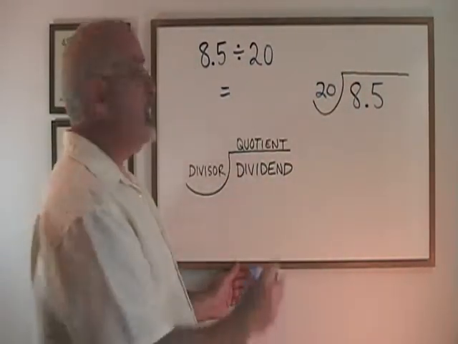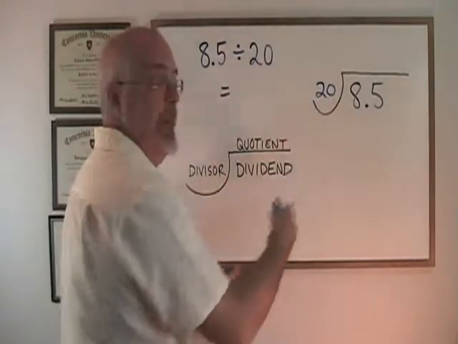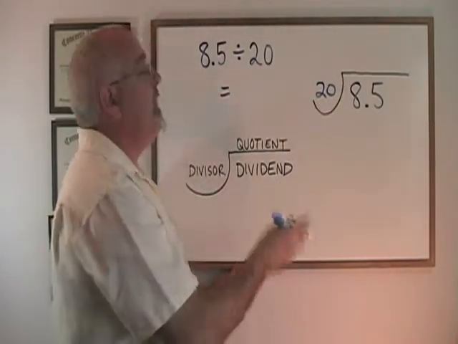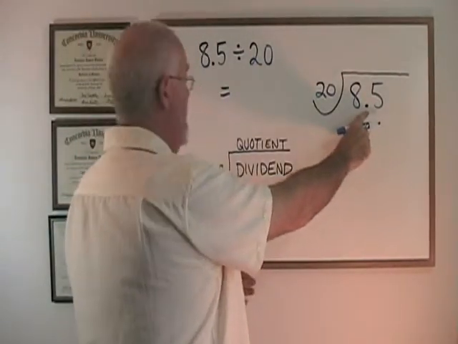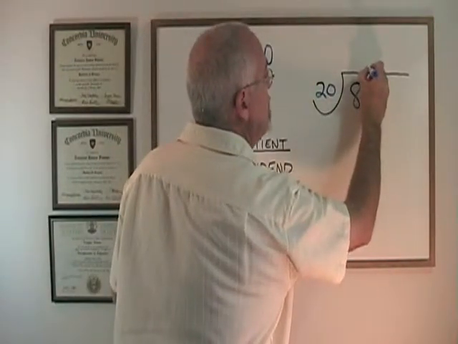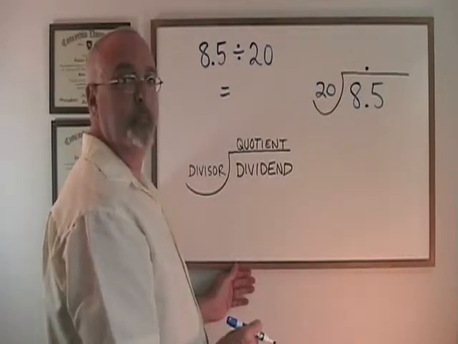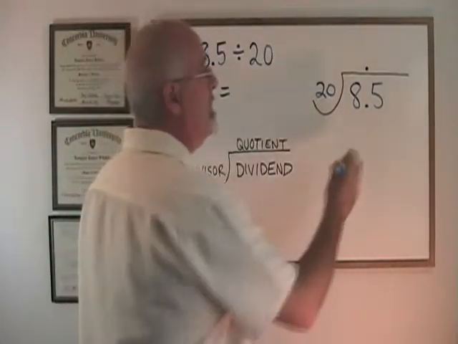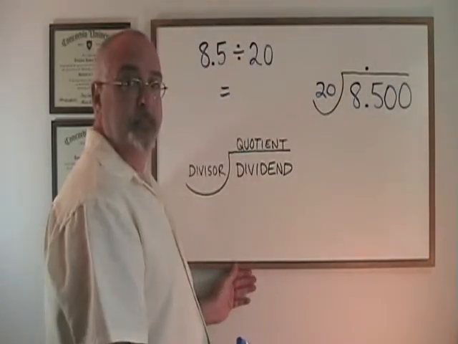The first thing I do is I check to make sure the decimal is in the right place in my divisor. The decimal is after the 0 in 20. That means it's in the right place, so I don't have to move the decimal in the dividend. The answer's decimal will therefore appear right above the decimal in the dividend. I also put as many zeros as I want after.